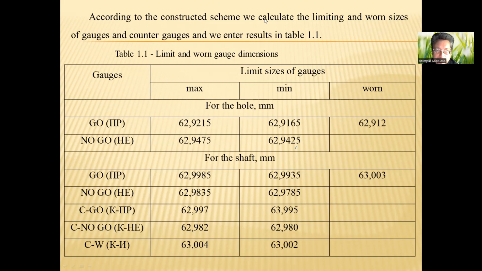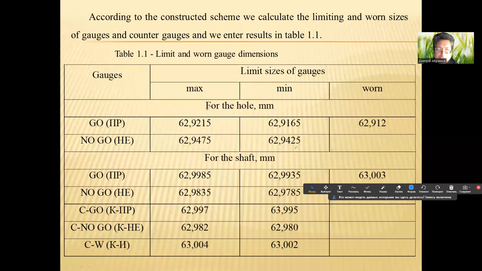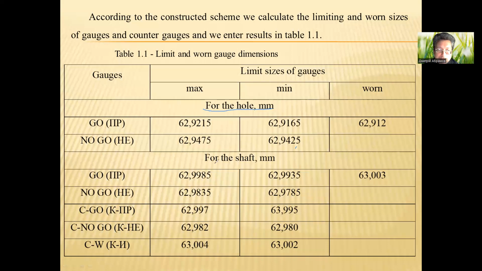According to the constructed scheme, we calculate the limiting and worn sizes of gauges and contour gauges, and we enter results in table 1.1. Write down this table with all parameters in your notes. It's part of the table for the hole and for the shaft.